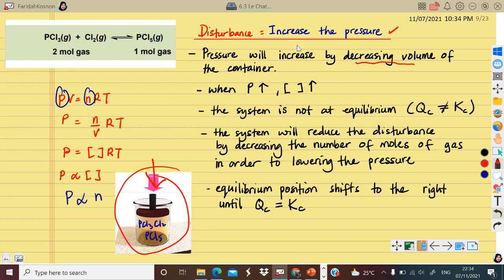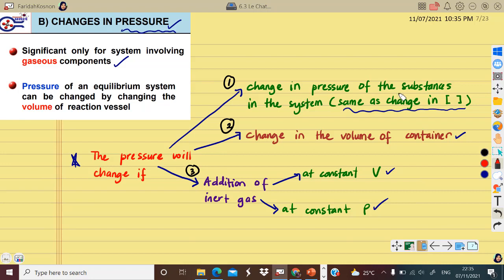Okay, jadi sekarang ni kalau kita relate dengan ideal gas equation, PV equals nRT, where mole divide by volume adalah concentration. So you nampak kat sini, apa yang berlaku? Pressure is directly proportional to the concentration of gases in the component. Jadi maksud sekarang, when the pressure increases, the concentration of the species also increases. Sebab itu tadi saya ada mention kalau kita ubah pressure of the system, yang ini tadi, nampak? Change in pressure of the substances in the system same as change in concentration.